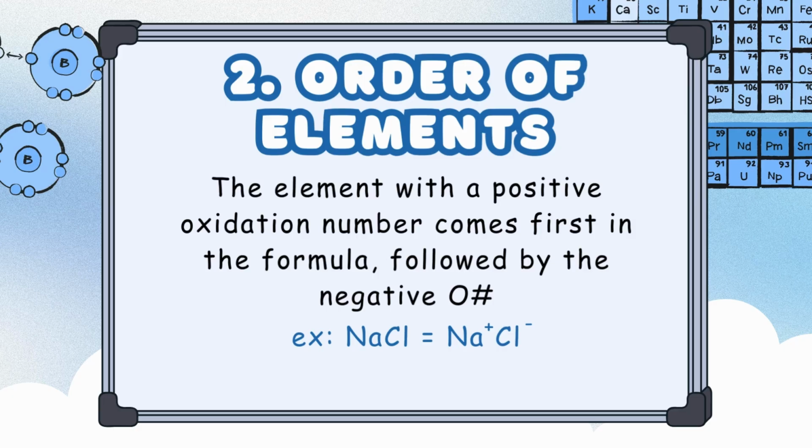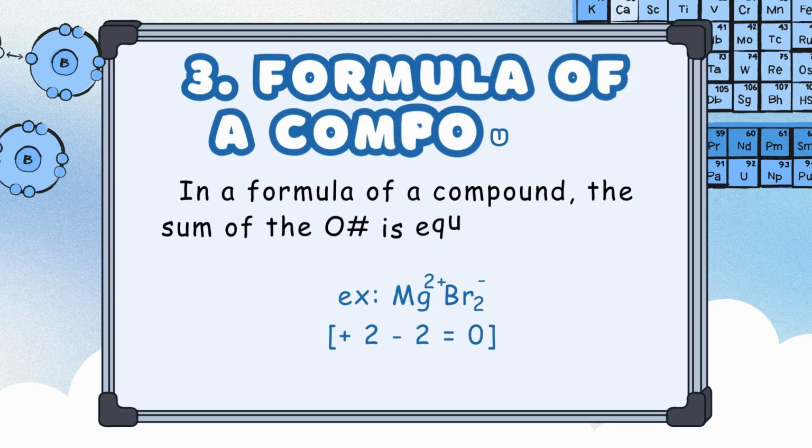Next naman is the order of elements or order of the oxidation number. The element with a positive oxidation number comes first in the formula, followed by the negative oxidation number. For example, we have sodium chloride, NaCl. Ang oxidation number ni Na is positive while si Cl or chlorine is negative kasi yun nga ang rule na kailangan ang positive element ang mauuna palagi.